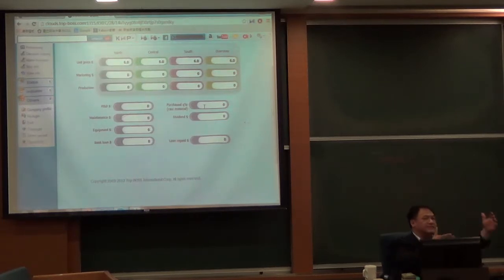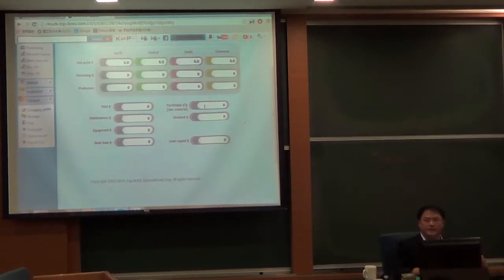One is the build up for the second production line. The other one is the procurement of raw material. Besides these 2 factors, every decision will take effect immediately in this quarter, either price or marketing or maintenance or R&D for product quality.